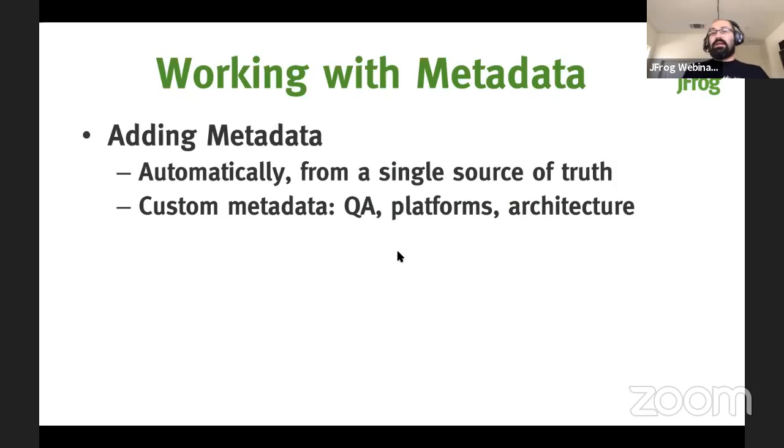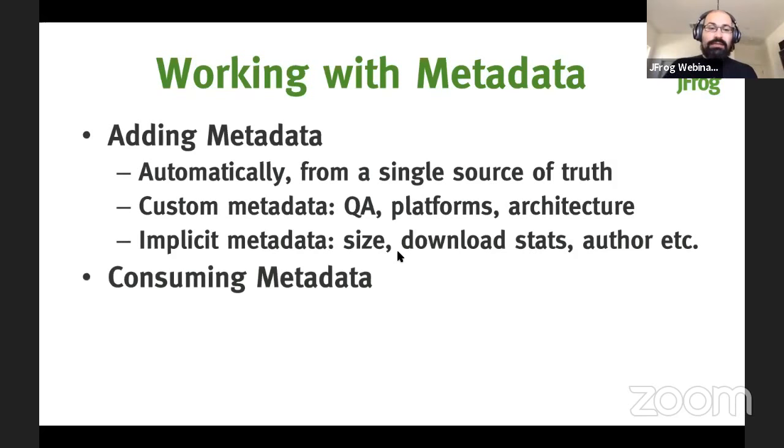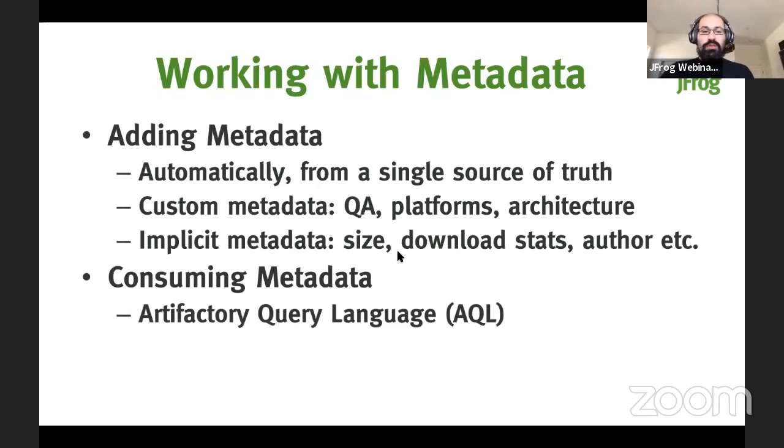Which platforms does it target, which architecture does it target? Again, you start to have multiple flavors of the same artifacts for different targets. How do you distinguish between them? Implicit metadata, which is natural to binary files, like size, how many times it was downloaded, who uploaded it, permissions, etc. This is about adding metadata, and now how do you consume this metadata? So remember, how do you answer those three questions using the metadata?